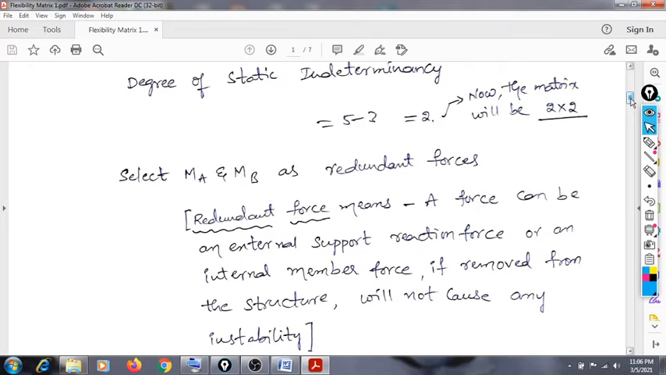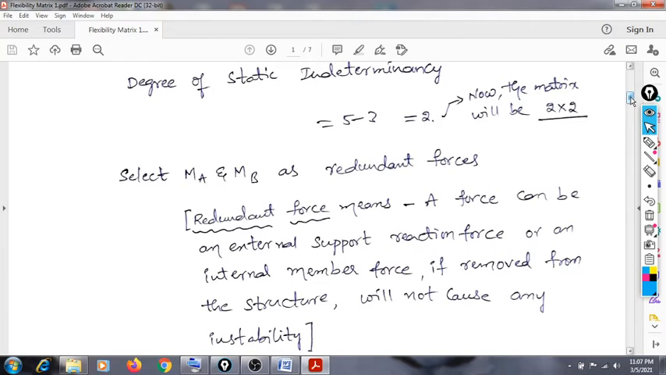When we remove two forces, say one force at A and one force at B, the structure remains stable because the degree of static indeterminacy becomes 0. As there are 5 reactions, if you remove 2, then 3 minus 3 becomes 0, so it is determinate. That is the reason we select two forces, and those are called redundant forces.